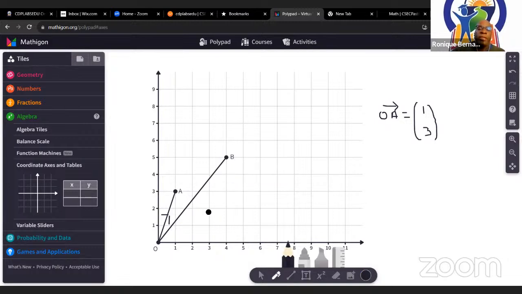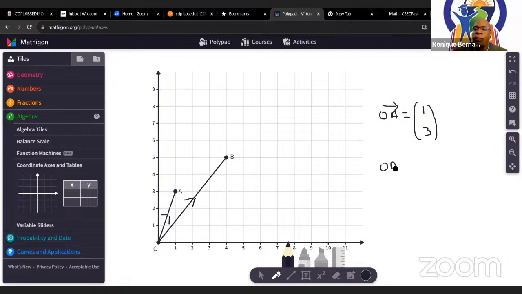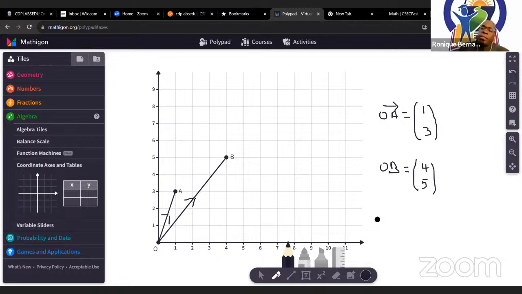And let's draw the vector, the direction of the vector. So that is vector OB. Now, can somebody tell me what vector OB is? Sir, 4, 5. 4, 5. That's correct. Good. Understand, Brianna? Yes, sir. Okay, good.